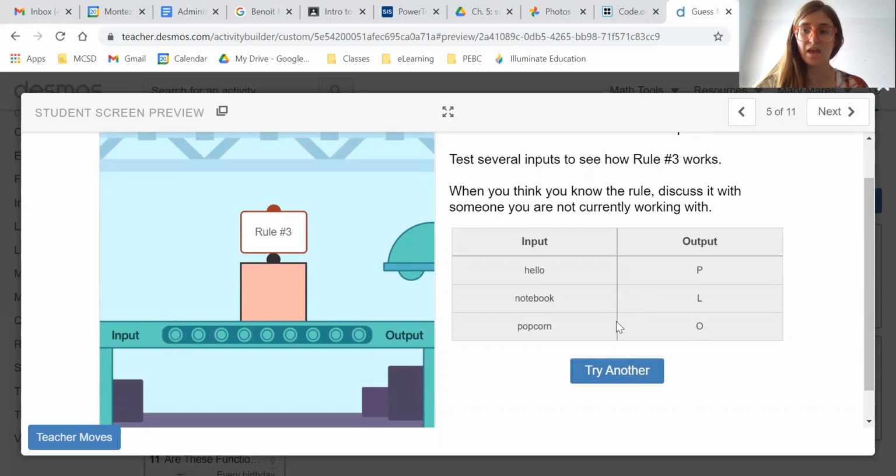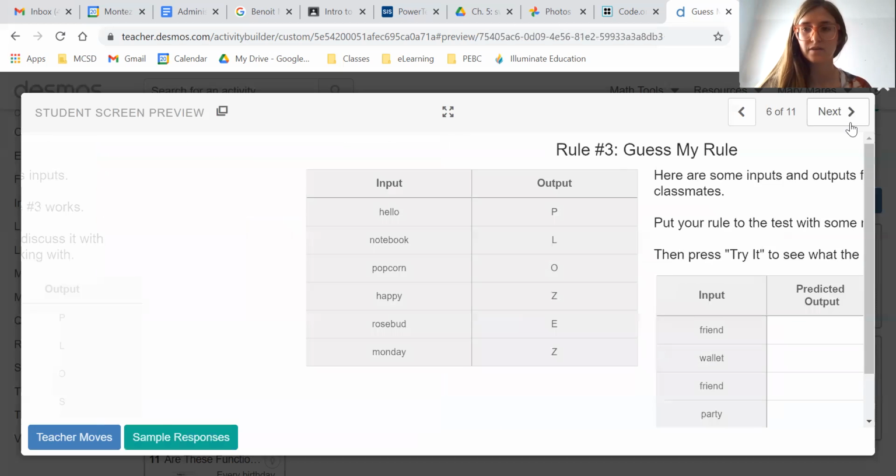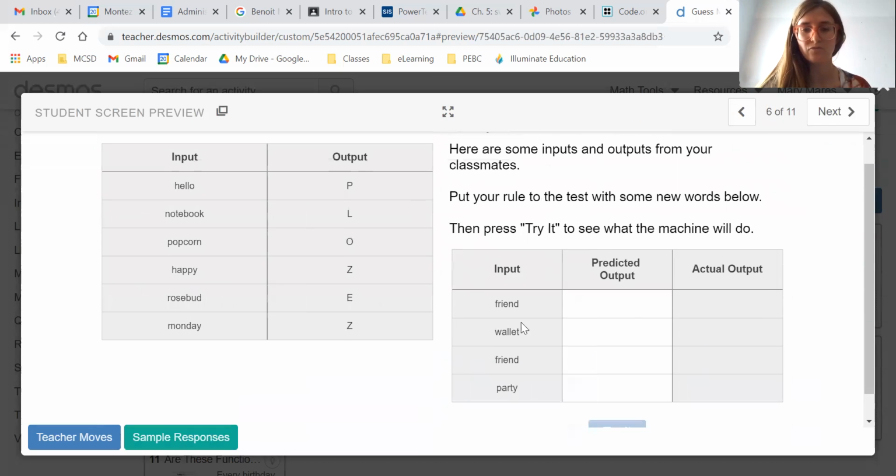So I think if I look at the last letter of every word I put in, that's going to give me a pretty good clue as to what my rule is. I'm going to try one more. Chair. So if I put in friend, my predicted output would be capital E. For wallet, I think the output would be U.